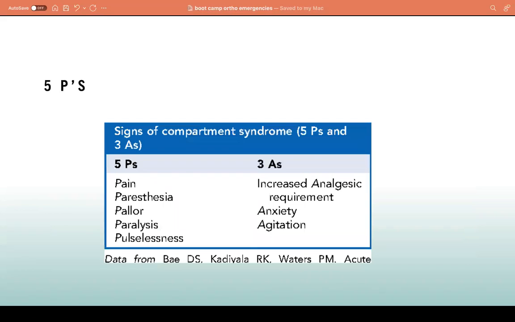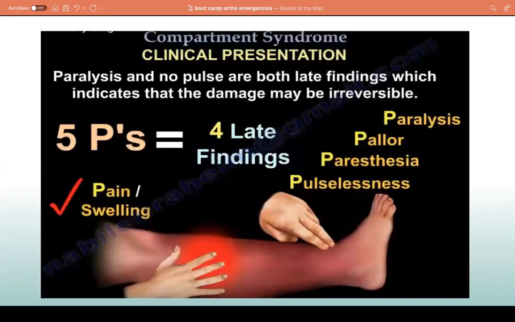We all know the 5 P's: pain, paresthesia, pallor, paralysis, and pulselessness. And you'll also see the patient demanding analgesia, and you'll find him anxious and agitated. But regarding the 5 P's, you need to know that pain is the only P you will see early, and the other P's, paralysis, pallor, paresthesia, pulselessness, are all late findings.